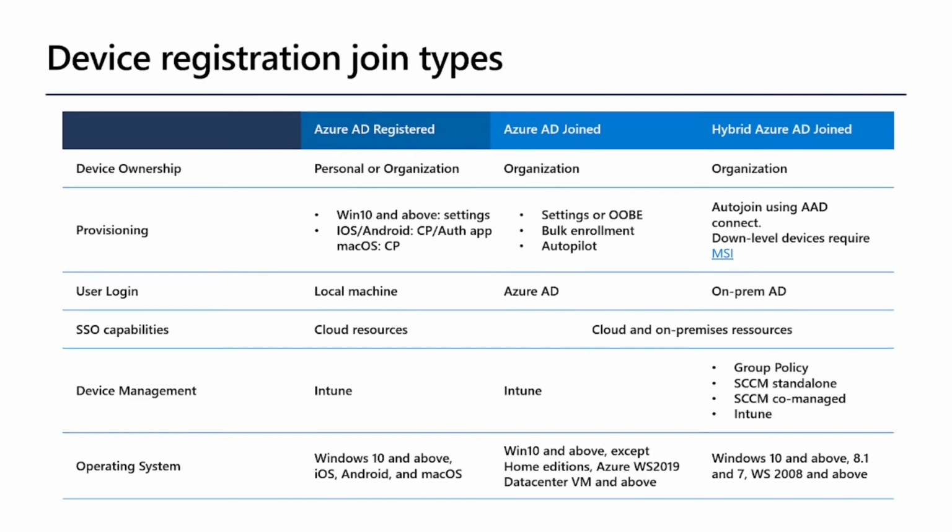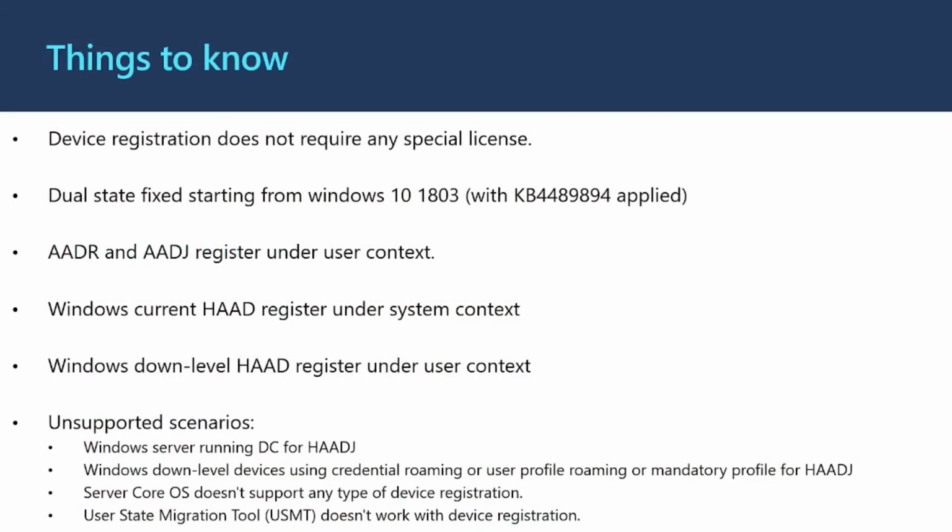This table summarizes what we've discussed regarding all device registration join types. There are multiple things that should be taken into consideration when it comes to device registration. The first thing is device registration doesn't require any special license. As long as you have Azure Active Directory, users can connect their devices to Azure Active Directory, whatever the join type is.